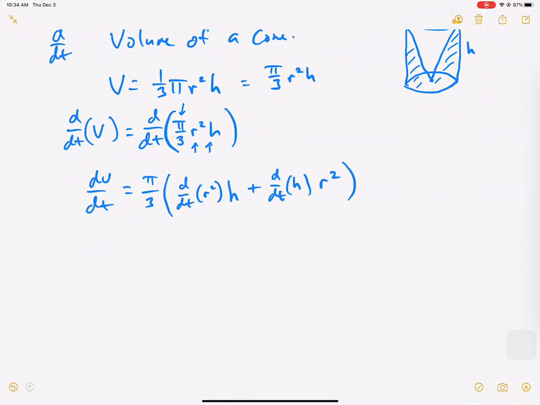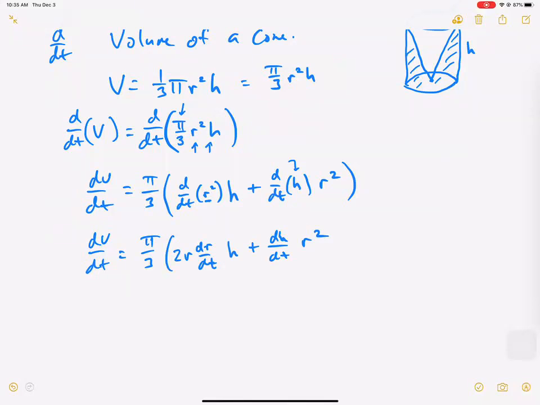Okay. And just to do this derivative, I'm going to put pi over 3 in the front. The derivative of r squared is 2r dr over dt. Please tell me if you need help with that. The derivative of h is dh over dt. That's just what it is. It is not 1. And then r squared.